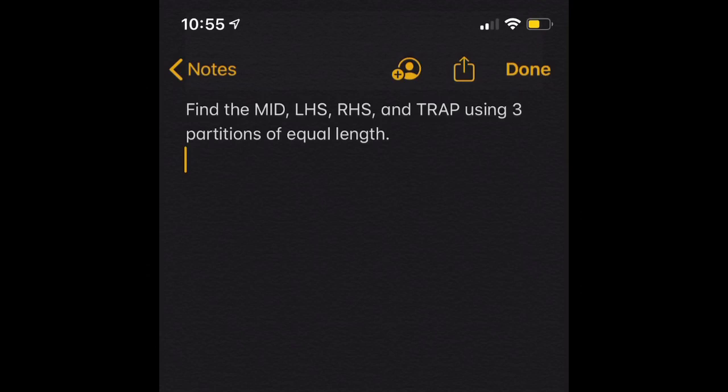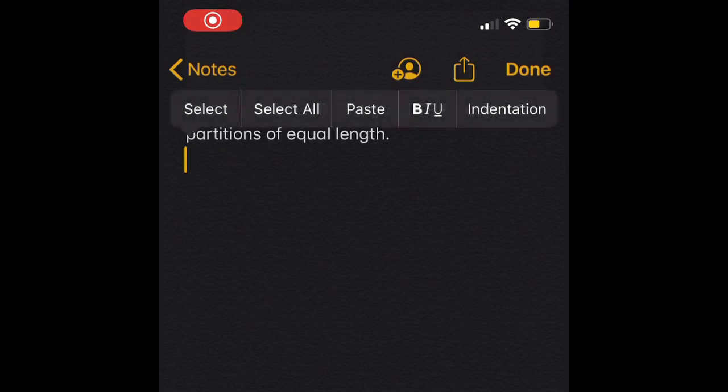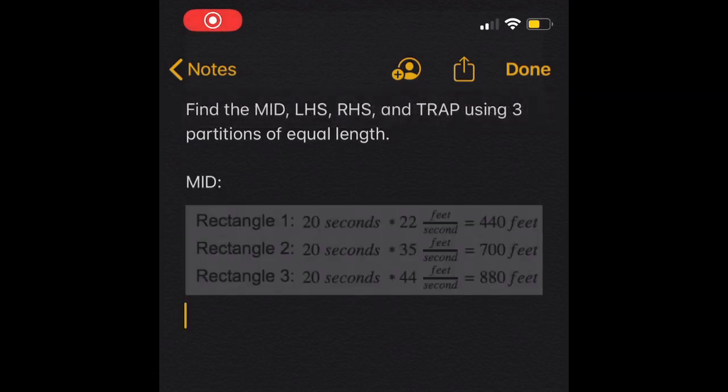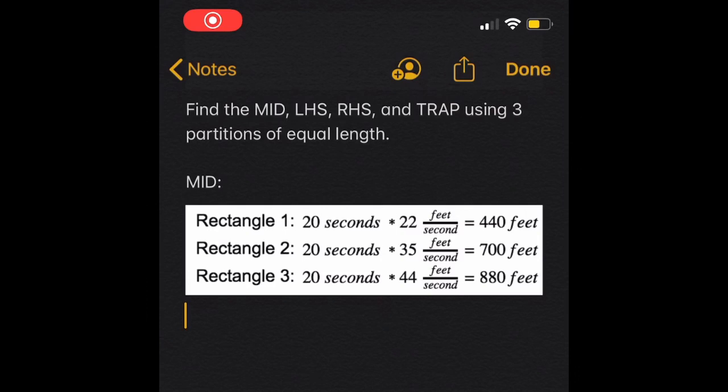We are finding the sum from 10 to 70, which is a length of 60, so we must divide this by 3 to get the 3 equal sections of 20 seconds. We multiply 20 by the middle number, so we would go to 20, and that would be 22. Then we go to 40, and that would be 35, and then we go to 60, and that would be 44. We add up our values of 440, 700, and 880, and we get 2020.